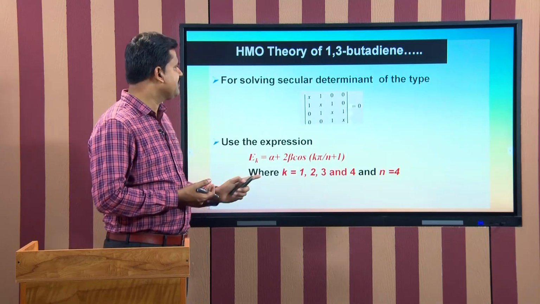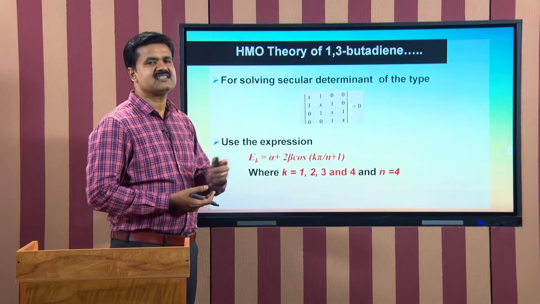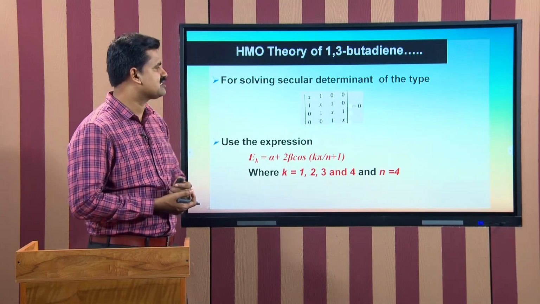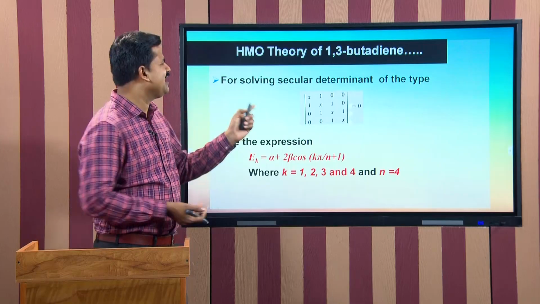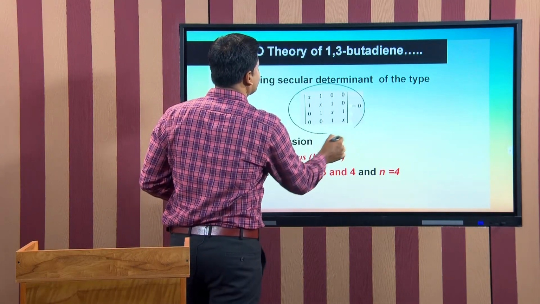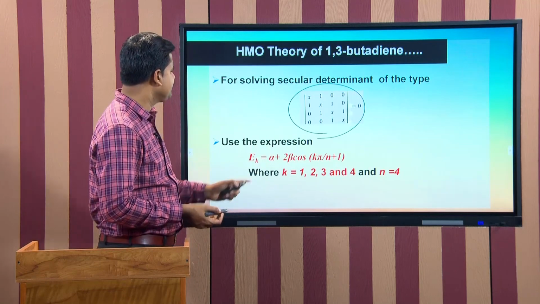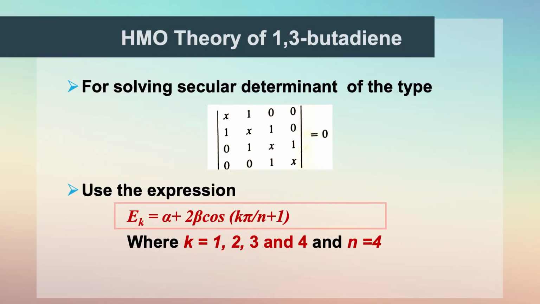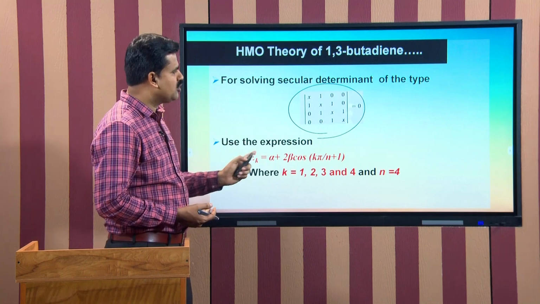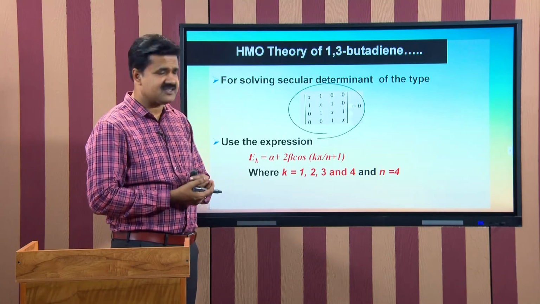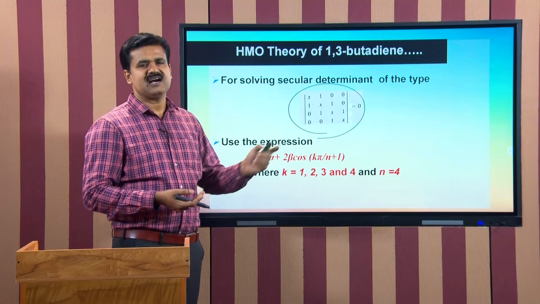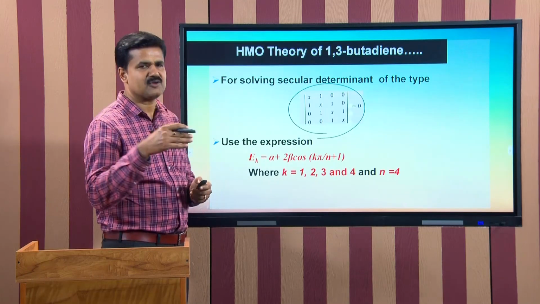Thus, on solving the secular determinant of the above type, we get this expression: x 1 0 0, 1 x 1 0, 0 1 x 1, 0 0 1 x equal to 0. And in order to solve this type of determinant, there is an expression, and that expression is Ek is equal to alpha plus 2 beta cos (k pi divided by n plus 1), where k is equal to 1, 2, 3, 4, because we have only 4 molecular orbital wave functions, and n is equal to 4 because we are discussing a 4 pi electron system.